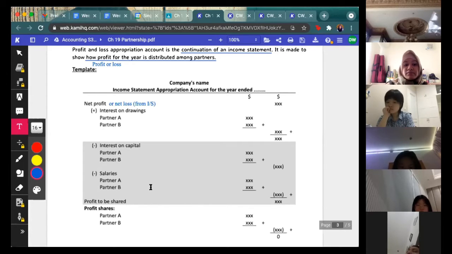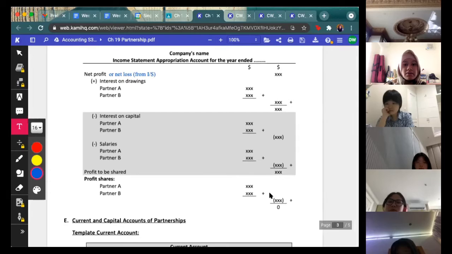I remind you that salaries for partners are not going to be placed in the income statement. We know in the income statement we have salaries expense as well, right? Now that salaries expense is only for employees, the one that is in the income statement. But salaries for partners is in appropriation. You have to remember that. Salaries for partners is in appropriation, meanwhile salaries for employees goes to the income statement. Clear? Okay, so until profit to be shared, do you have any question?